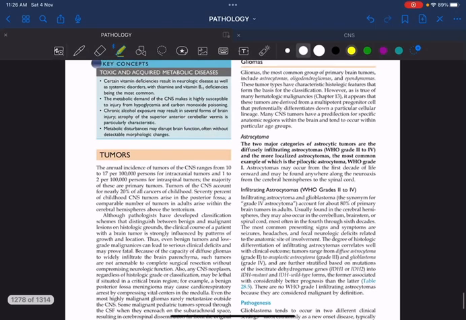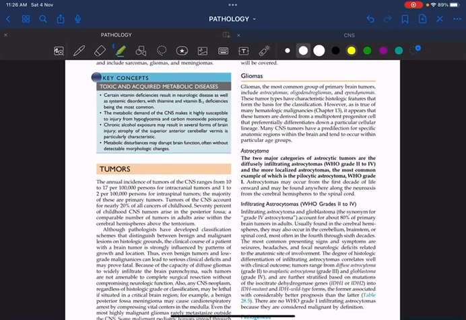Out of that, the first and foremost tumor that I am going to discuss is a group of tumors called gliomas. Glioma means the CNS tumors which arise from the glial cells, which include astrocytoma, oligodendroglioma, and ependymoma. That means, as the name indicates, they arise from astrocytes, oligodendrocytes, and the ependymal cells of the brain. First is astrocytoma.